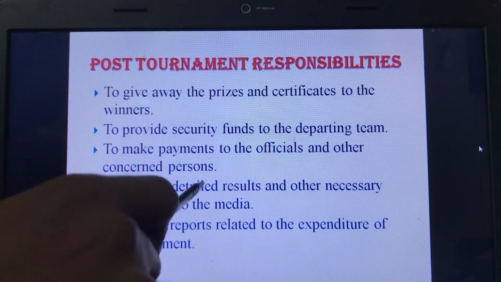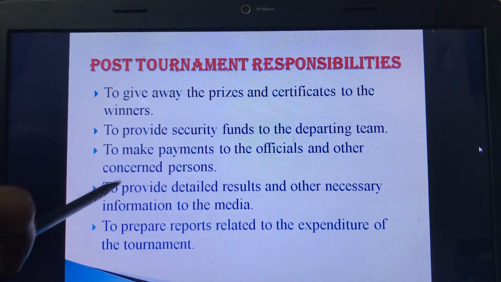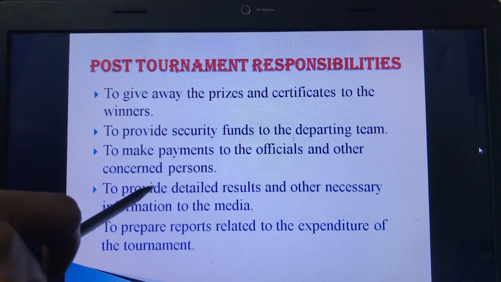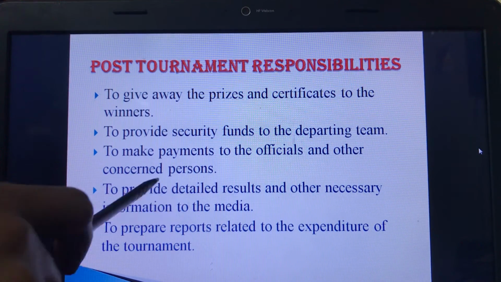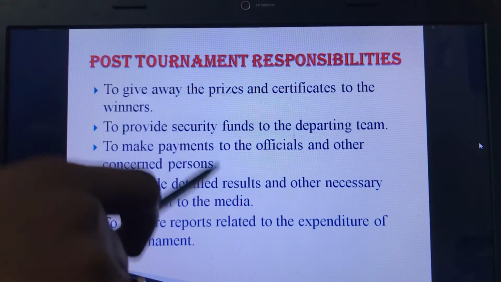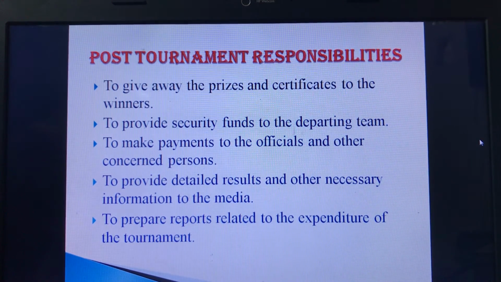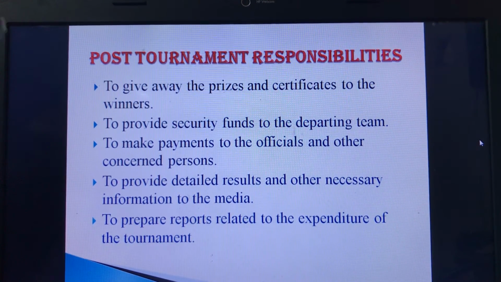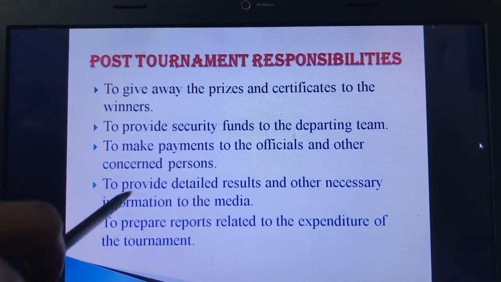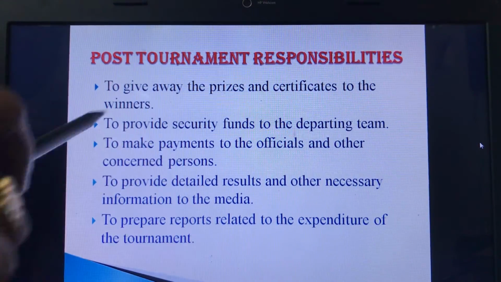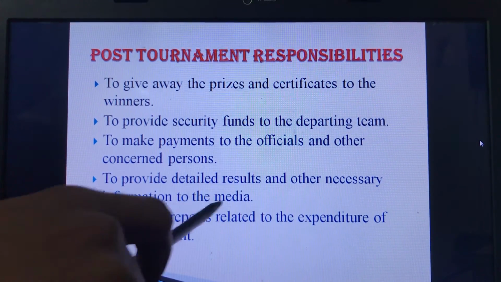And to provide detailed results and other necessary information to the media. Now it is the very important responsibility of the administrative director. He will suggest whether we can give any news to the newspaper or any print media. The particular director will guide us on what we have to do, and if we want to give anything to the newspaper, the particular person will decide to do that.